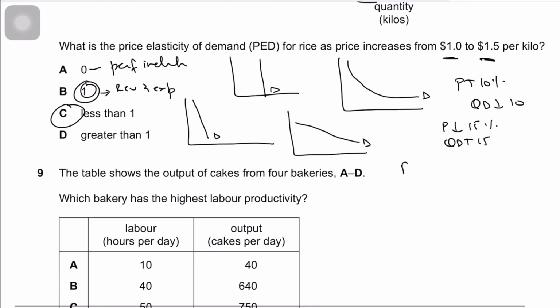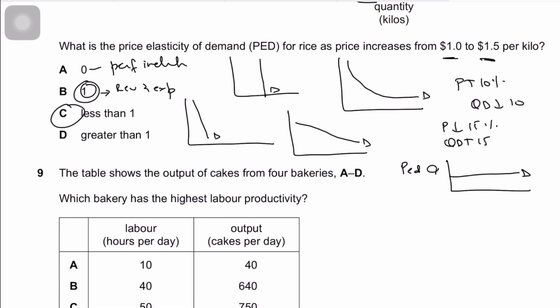If PED equals infinite, it means perfectly elastic, which is drawn like this. It means perfectly elastic. That is, the consumer is willing and able to buy an infinite amount of quantity at a price of P.